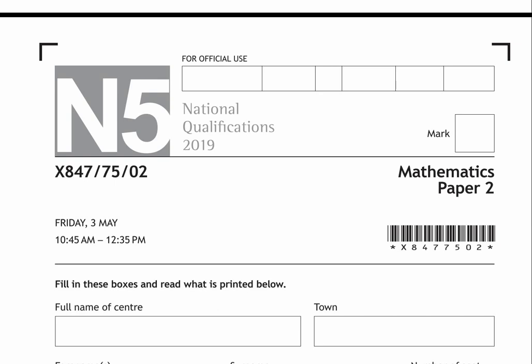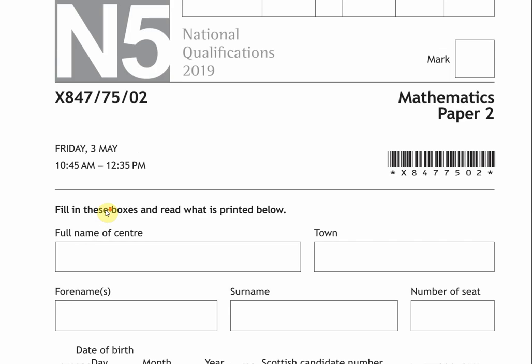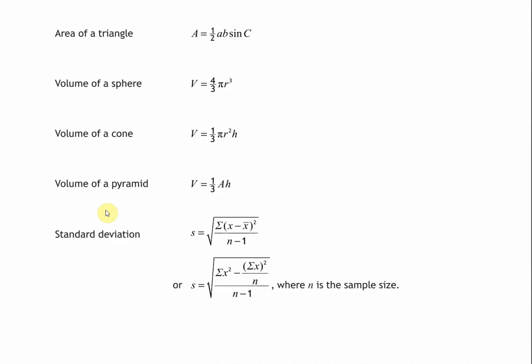Today we're going to have a look at the 2019 past paper, paper 2, so this is the calculator paper. Now we've done the non-calculator paper tutorial and I'll put a link in the description to that. So without further ado, let's take a look at the 2019 calculator paper.